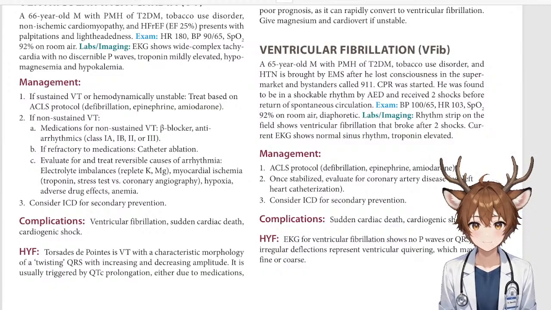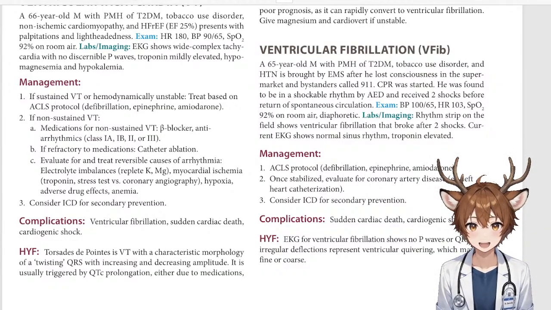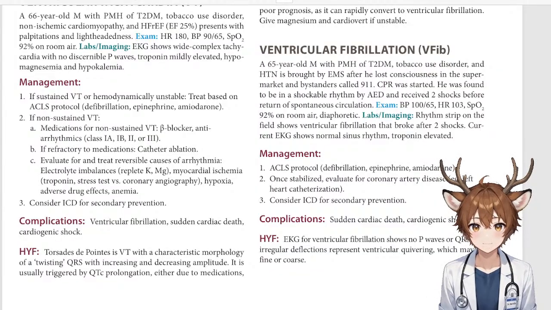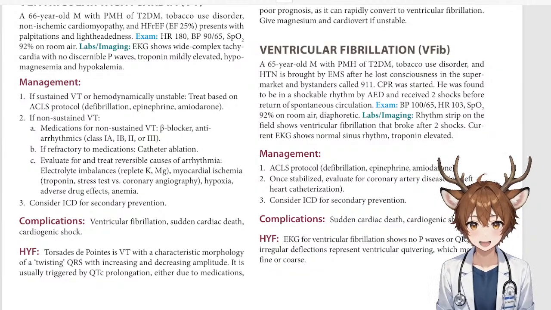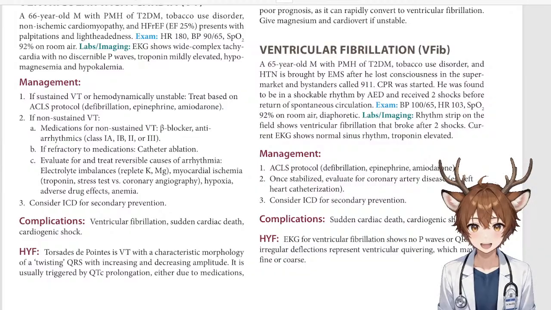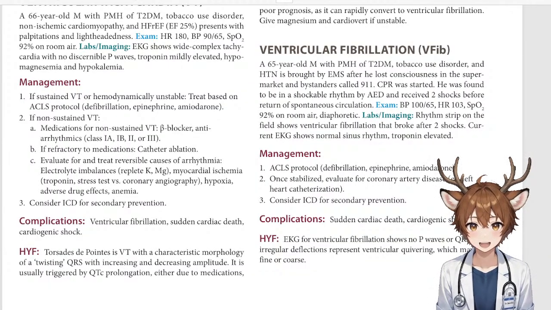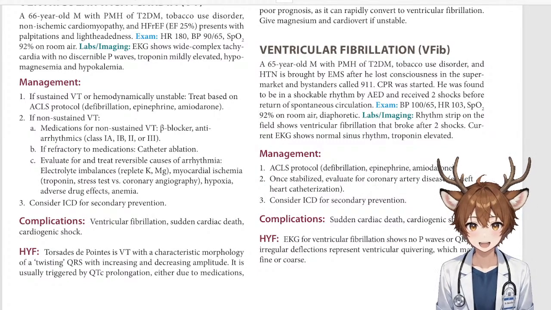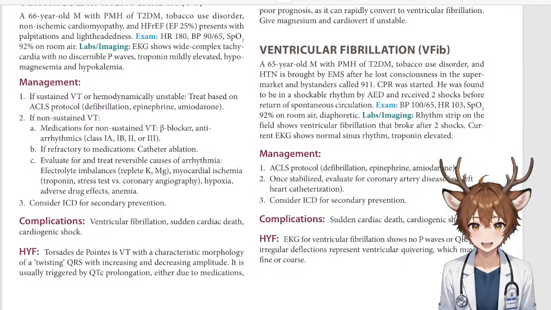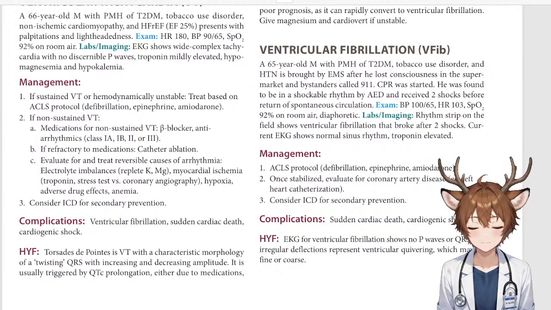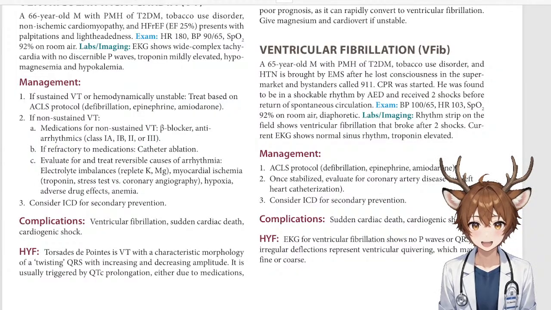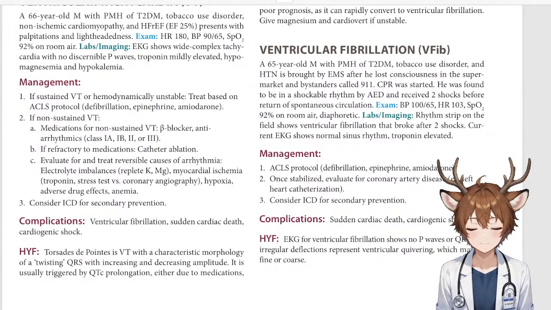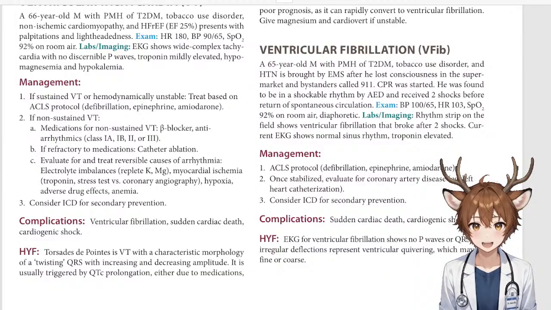So he's sweating. Lab/imaging: rhythm strip on the field shows ventricular fibrillation and broke after 2 shocks. Current EKG shows normal sinus rhythm, troponin elevated. Management, ACLS protocol, which means defibrillation, epinephrine, and amiodarone. Once stabilized, evaluate for coronary artery disease, that is to say, left heart catheterization. Consider ICD, the implantable cardioverter defibrillator, for secondary prevention.